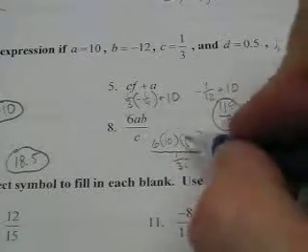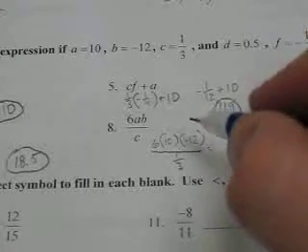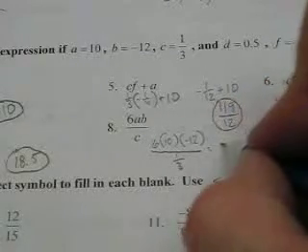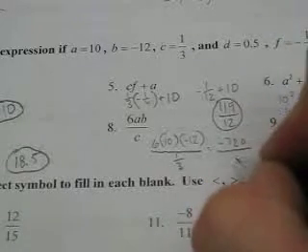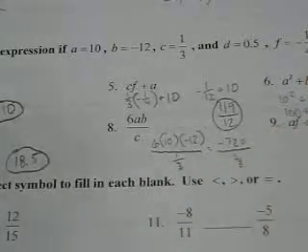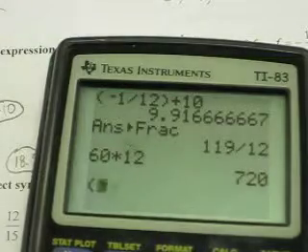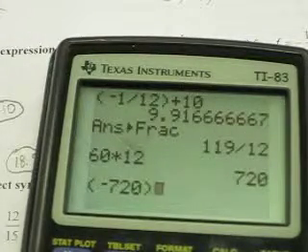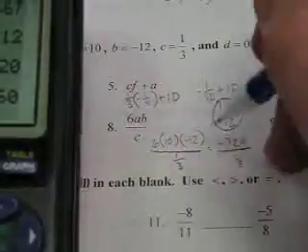So on top, what we end up with is 6 times 10 is 60, and 60 times negative 12 is negative 720 on top. Negative 720 divided by 1/3. Well, negative 720 divided by 1/3, to make sure that we don't miss that, I'm going to put it in the calculator. Negative 720 divided by 1/3 gives us negative 2,160.